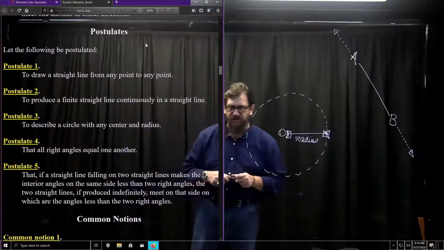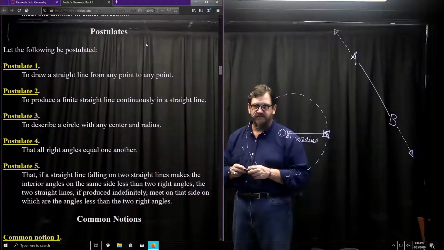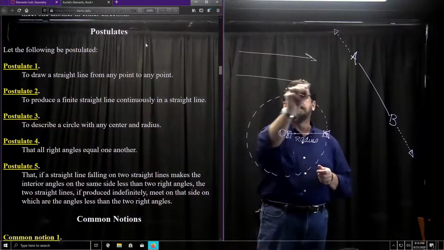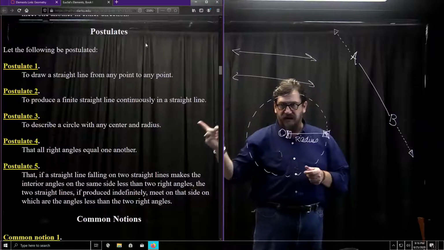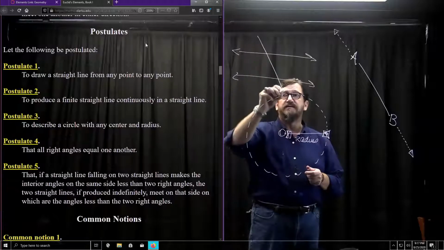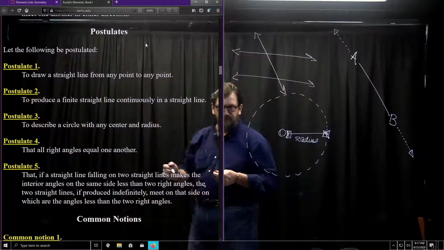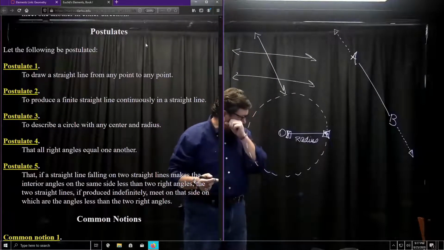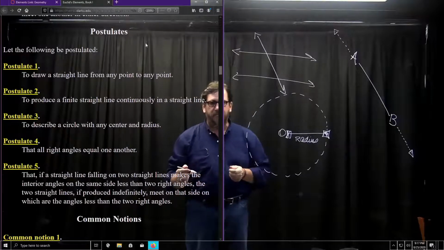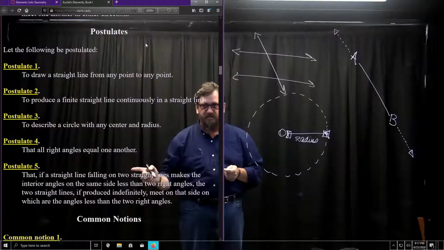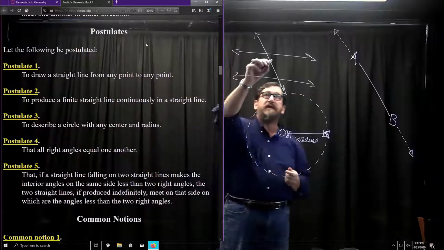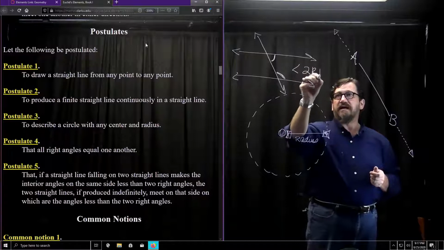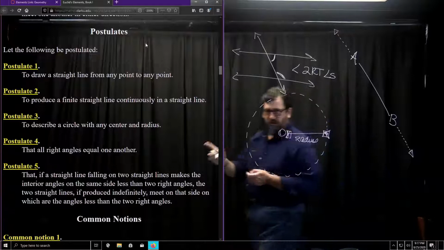Well, now is the time to figure out why, or what is the best speculation I think we have. Well, let's read this particular postulate, shall we? If a straight line falling on two straight lines, okay, what does this mean? So, if we have two straight lines, and in this case, I'm going to make them infinite. If a straight line falling on two straight lines, that's his way of saying they cross over. It makes interior angles on the same side less than two right angles. That means if this angle and this angle for some reason are less than two right angles, something must happen.